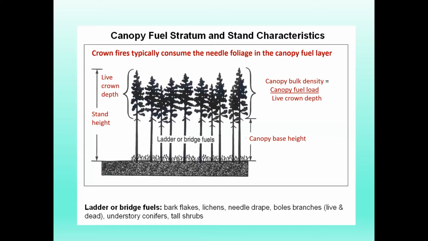First off, it's a good idea to get familiar with some of the basic terminology and general principles involved in characterizing canopy fuels. Let's take a moment to acquaint ourselves with the terms and concepts as shown in this illustration. Consider the canopy base height and the stand height, and in turn, the live crown depth. Note that the canopy fuel load is largely represented by the needle foliage. Now the canopy bulk density represents the canopy fuel load divided by the live crown depth.